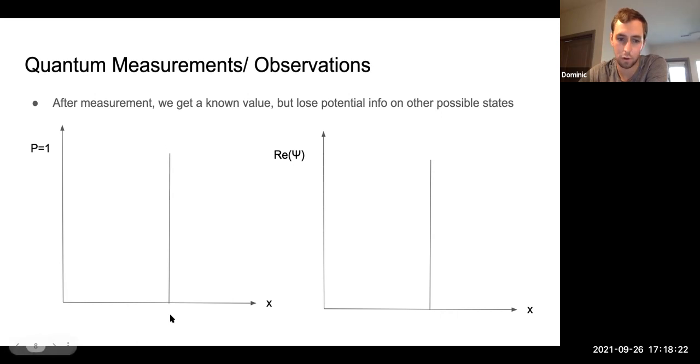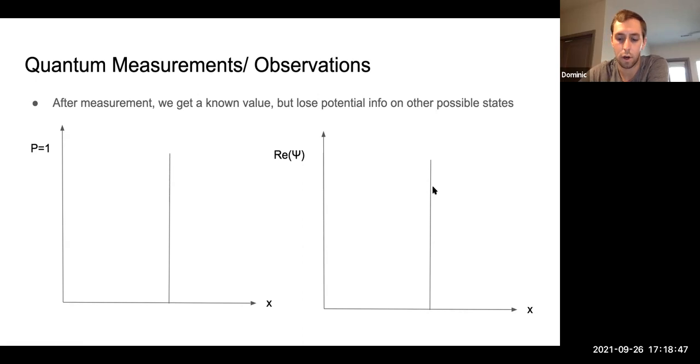So you'll just have exactly where it is with 100% probability. So you just have a line for the probability. And I'm not sure I've ever really seen anything like this graphed out, but I'm pretty sure this is what it's like with your wave function psi as well. You know where it is, so it just goes to a straight vertical line.